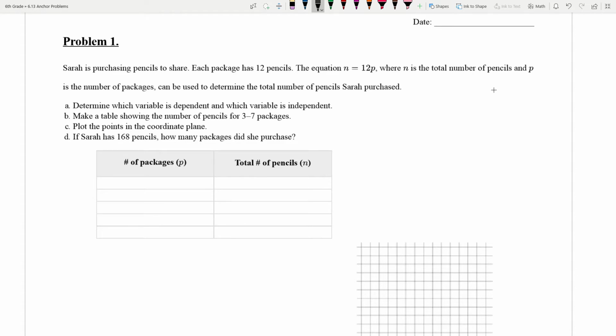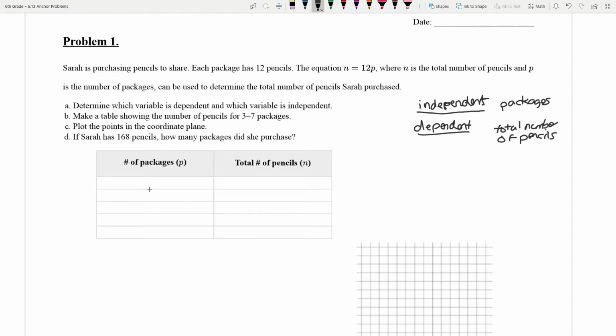And what depends on what? In this case, the total depends on the packages. And so the independent is going to be the packages. And the dependent is going to be the total number of pencils, as your total number of pencils depends on the number of packages you buy.